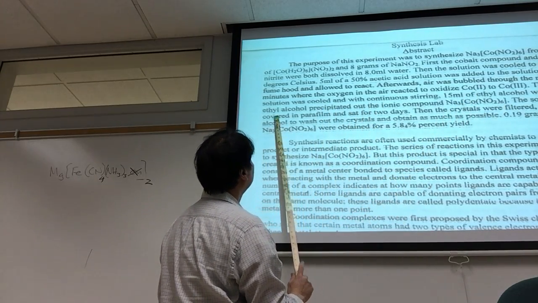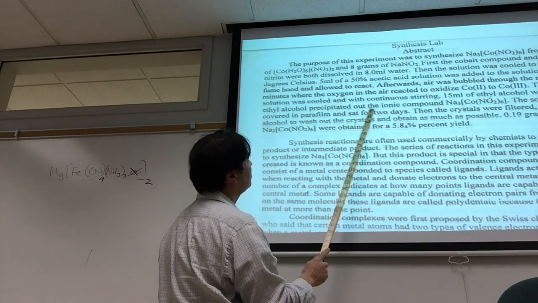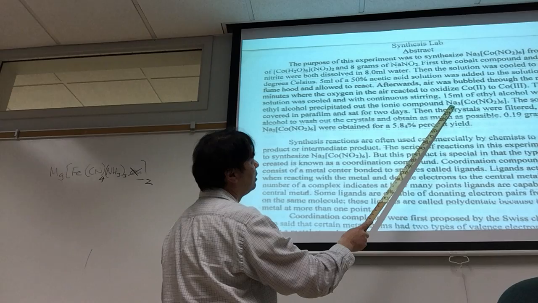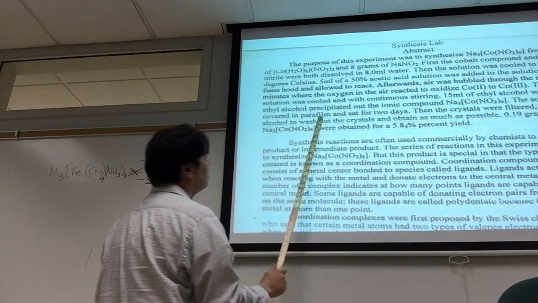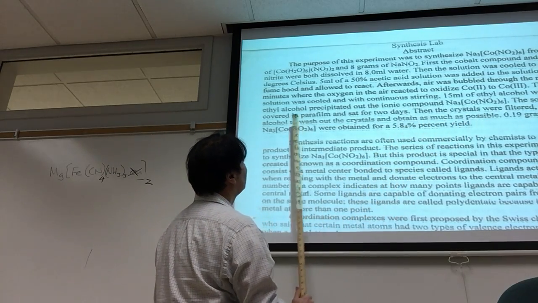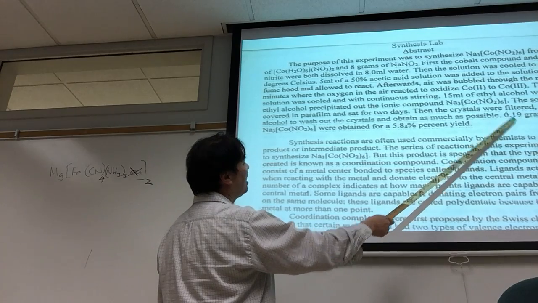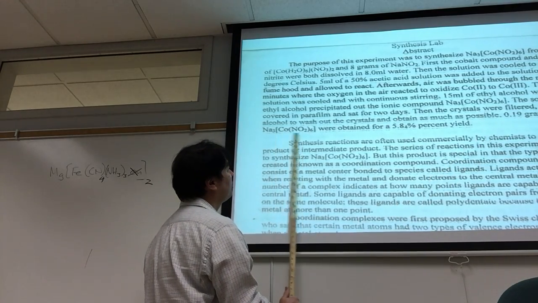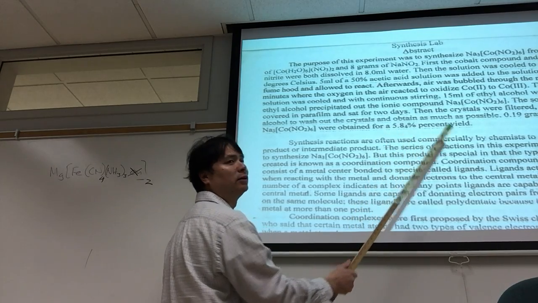The ethyl alcohol precipitated out the ionic compound. The solution was covered in parafilm and sat for 2 days. Then the crystals were filtered using ethyl alcohol to wash out the crystals and obtain as much as possible. 0.19 grams of the complex were obtained for a 5.84% yield.